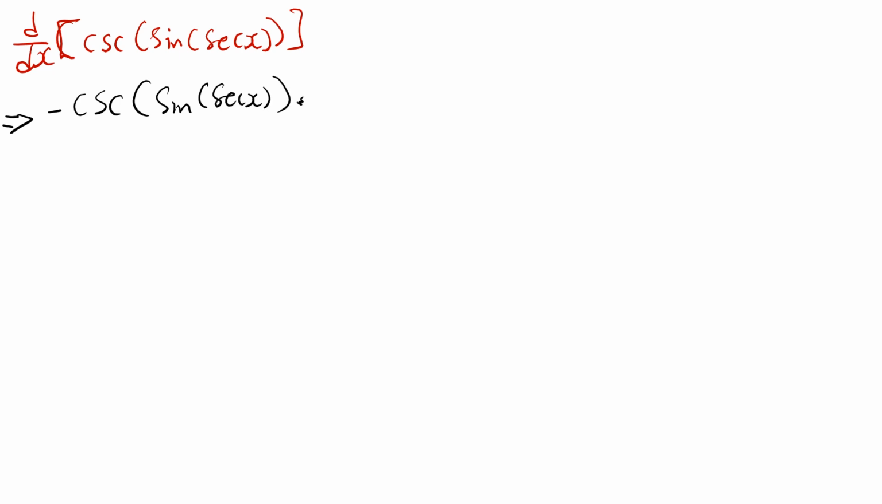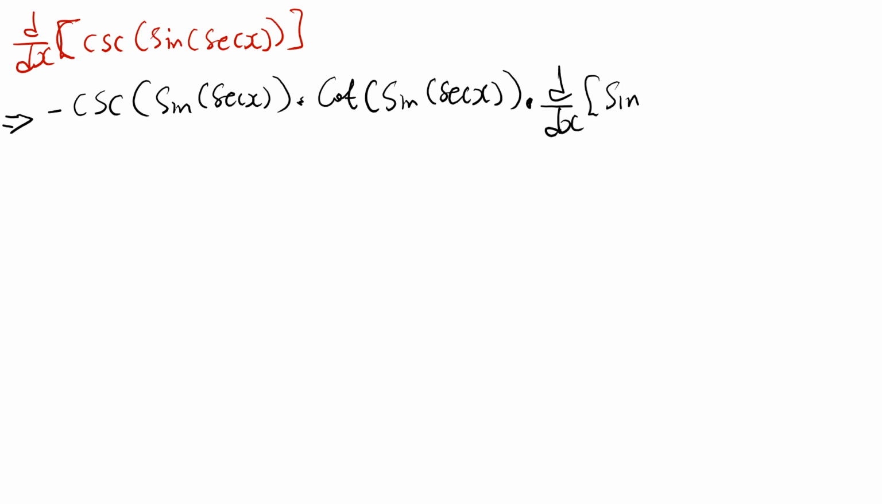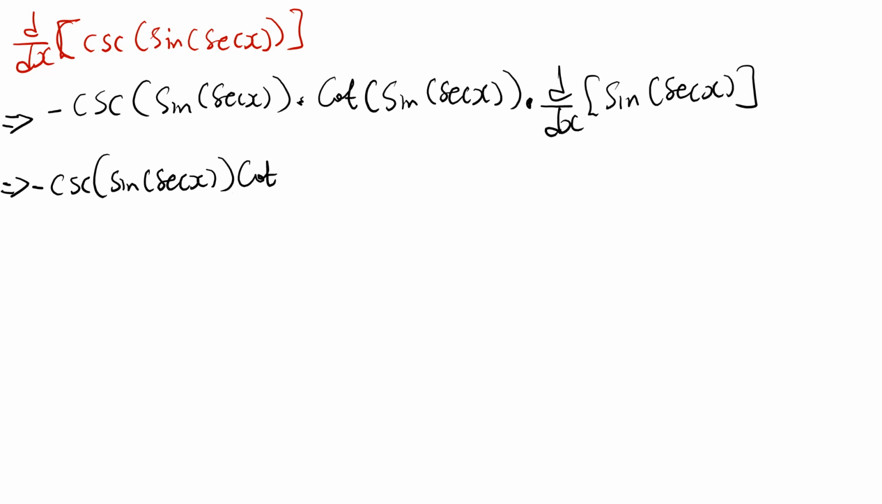The derivative of cosec must give us negative cosec angle multiplied by cot angle, and the angle there, I said, is sine sec x. That is the angle, and then we are not done. We also multiply with the derivative of our angle, which we said is sine sec x. So this is the process. Then we are going to have negative cosec of sine sec x multiplied by cot of sine sec x.